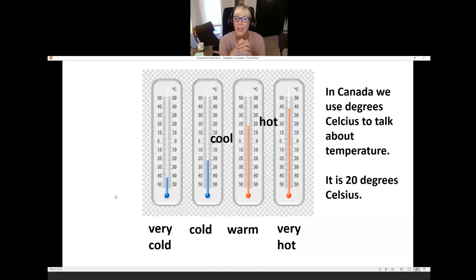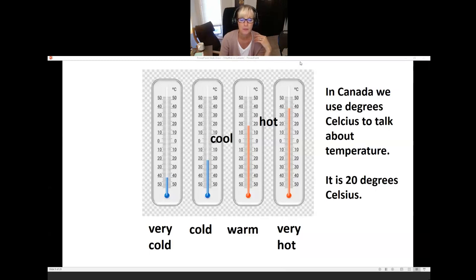Okay. In Canada, we talk about temperature using degrees Celsius. We use the metric scale. Many countries do. For example, it is 20 degrees Celsius.